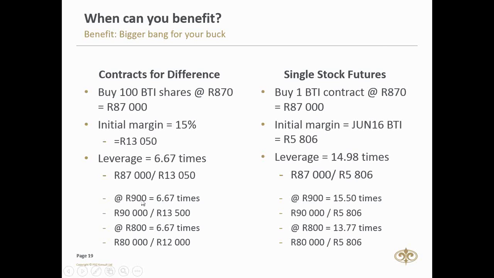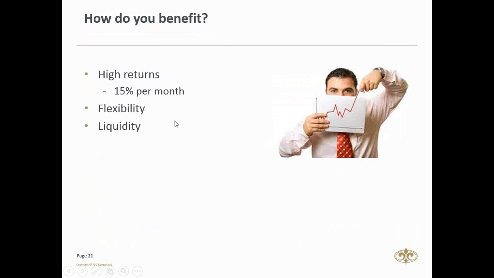If the price goes up, my gearing with CFDs still stays the same. If the price goes up with single stock futures, my gearing increases. However, if the price falls, my gearing with CFDs still stays the same. So if it drops to 800 Rand a share, my gearing still remains the same. However, with single stock futures, that does drop. So just understand, when the price goes up in your favor, the gearing works. You get a bigger bang for your buck with single stock futures.